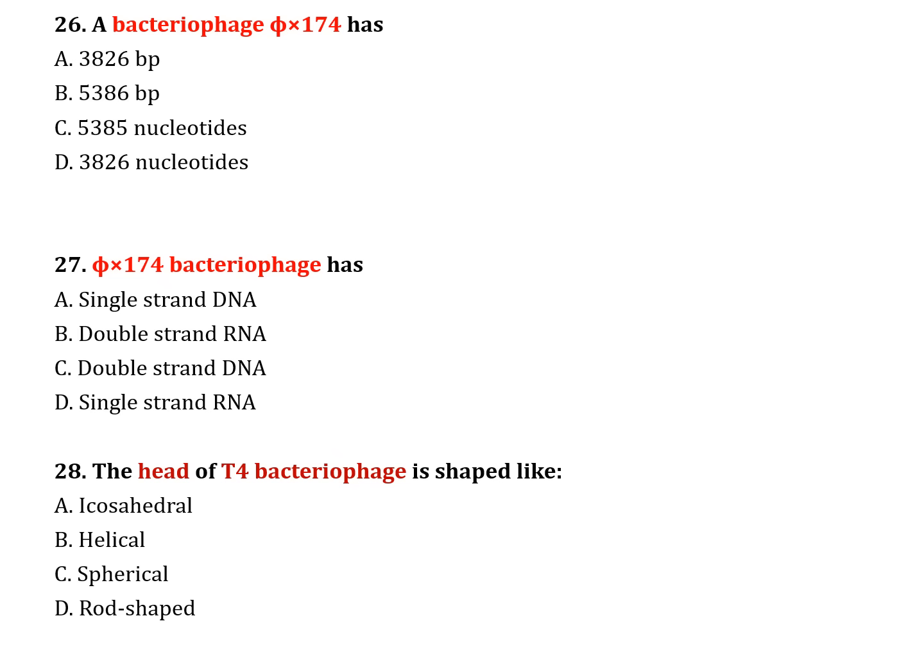A bacteriophage phi X 174 has option A, 3826 base pair. Option B, 5386 base pair. Option C, 5385 nucleotide. Option D, 3826 nucleotides. Correct answer is option C, 5385 nucleotides.